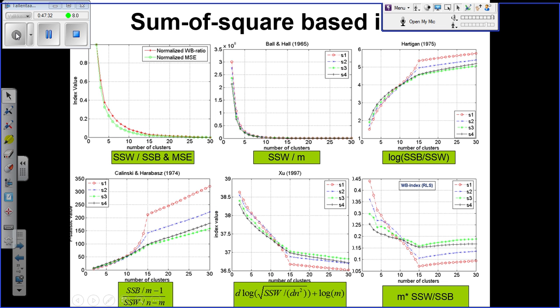So this is one summary. Data sets: oh yeah, this is S1, 2, 3, 4. So you can see all of these data sets are here. So how do you see some of the methods? Okay, like this.